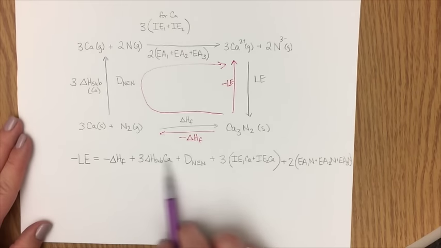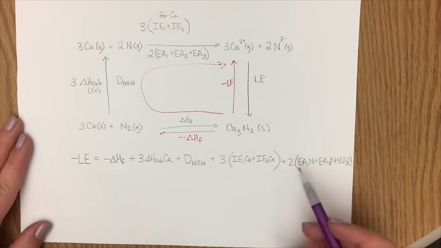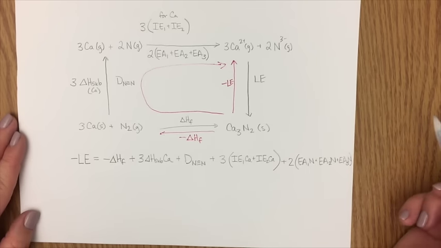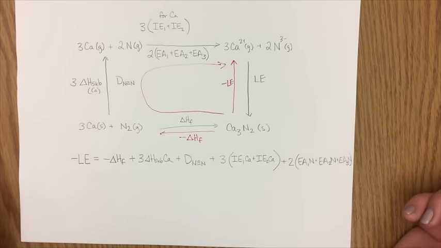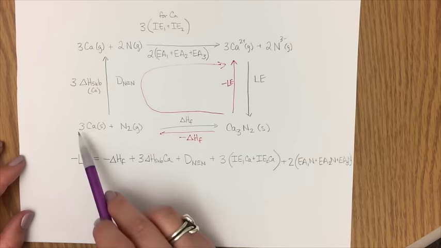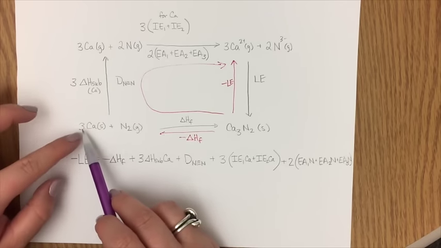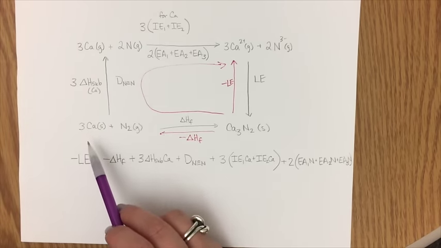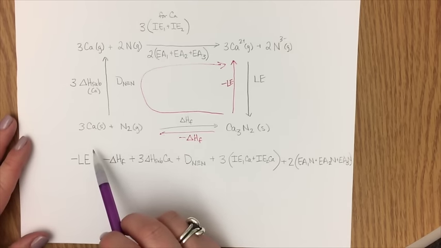So now, assuming that I know all of these quantities, I just plug them in and I solve for the lattice energy. Things to watch out for here basically have to do with counting. So you want to be careful about how many moles of each thing you have. So see how I have the 3 moles of calcium? Well, then I need to multiply my delta H of sublimation by 3.